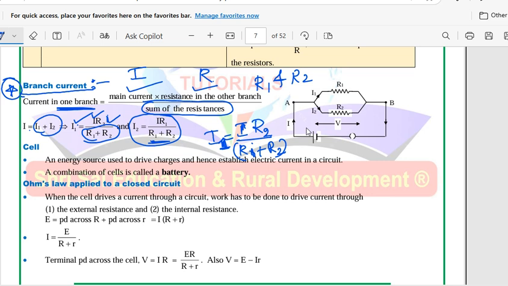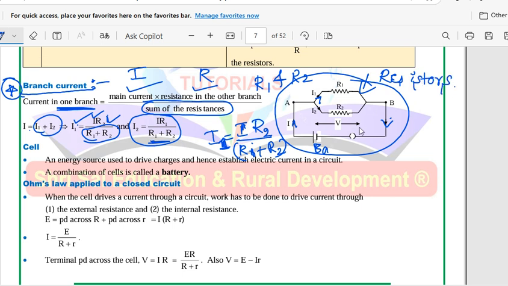So here in this circuit, you will learn that this is the battery, with the current flowing in this direction. These are the two resistors, and this is the key. Now, a cell or a battery.